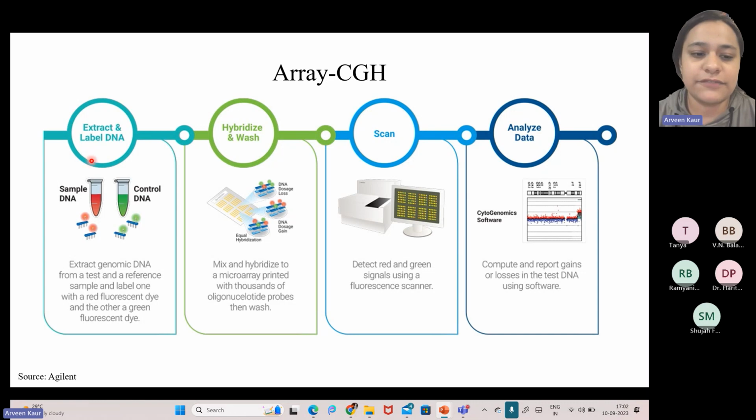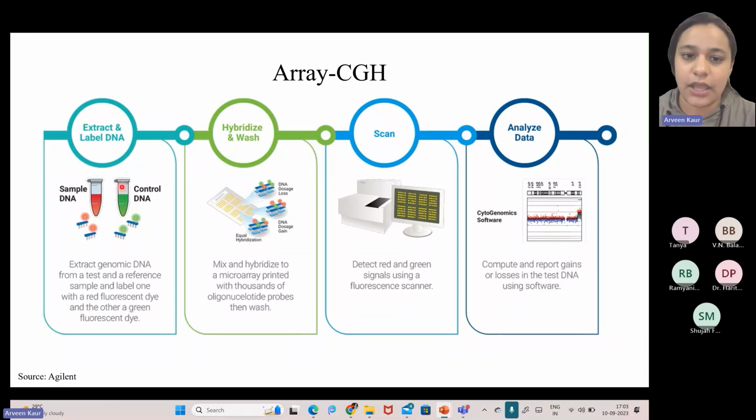So over here, the first step involves extraction and labeling of DNA. So since it is comparative genomic hybridization, means we are comparing two kinds of DNA, right? So therefore, there will be a control or reference sample and there will be a test sample, whatever we want to test, right? So first we will extract these two kinds of samples and we will label the DNA. So extract genomic DNA from a test and a reference sample and label one with a red fluorescent dye and the other with a green fluorescent dye.